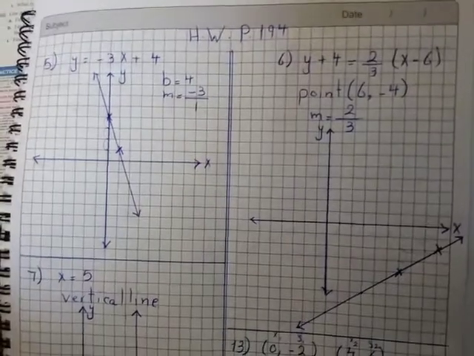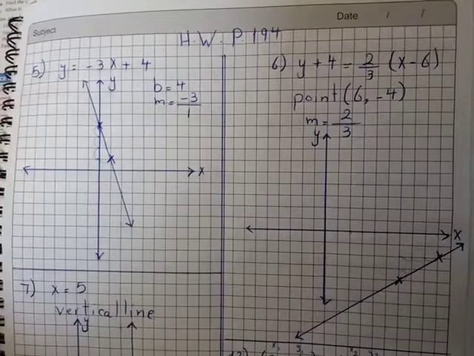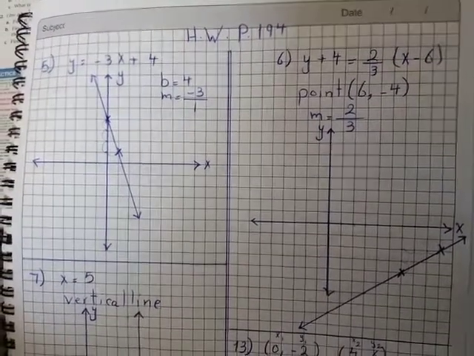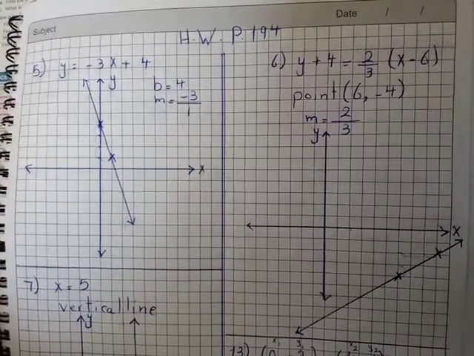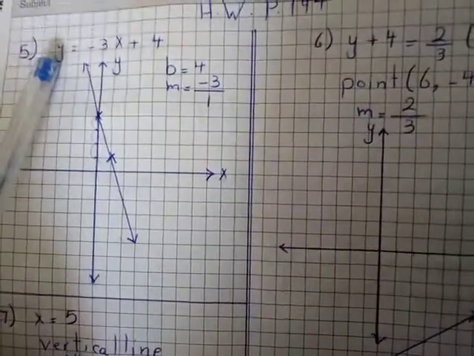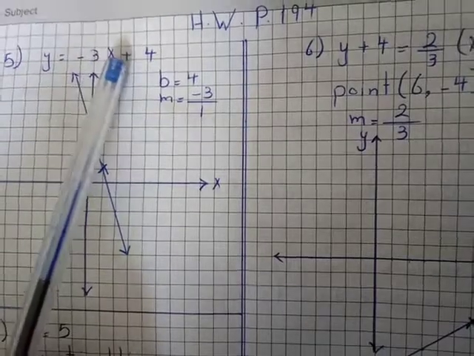We will solve today the homework for the lesson Lines in Coordinate Plane. The homework, page 194. Number 5. He asked you to graph each line. Here we have the equation of the line y equal negative 3x plus 4.